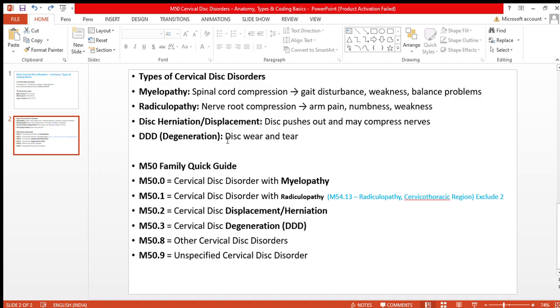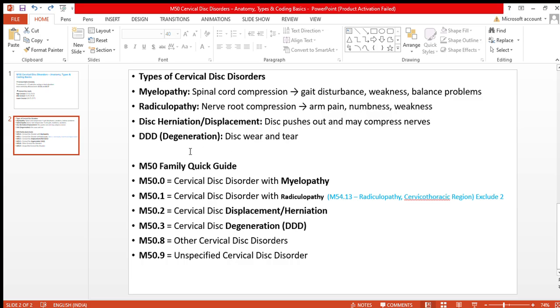Next is disc herniation or displacement. This occurs when the disc bulges or pushes out from its normal position and may compress a nearby nerve. For cervical disc displacement or herniation, we use the M50.2 category.